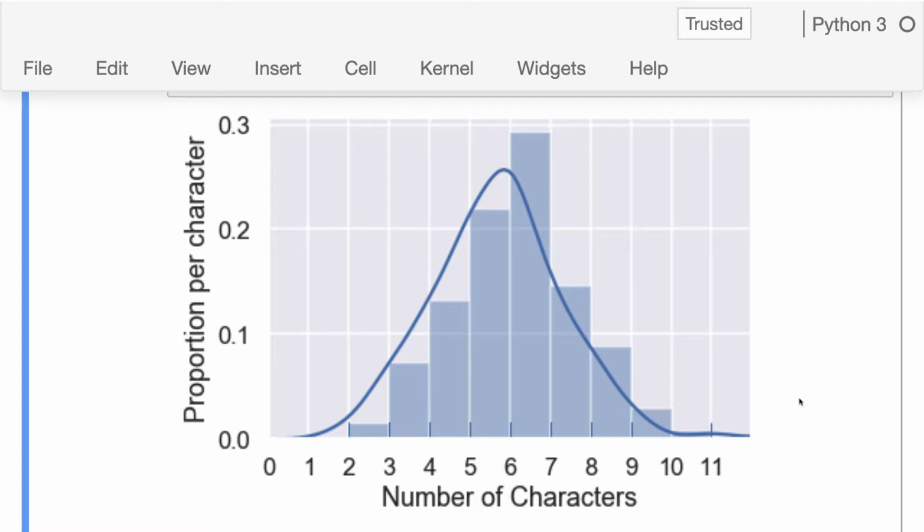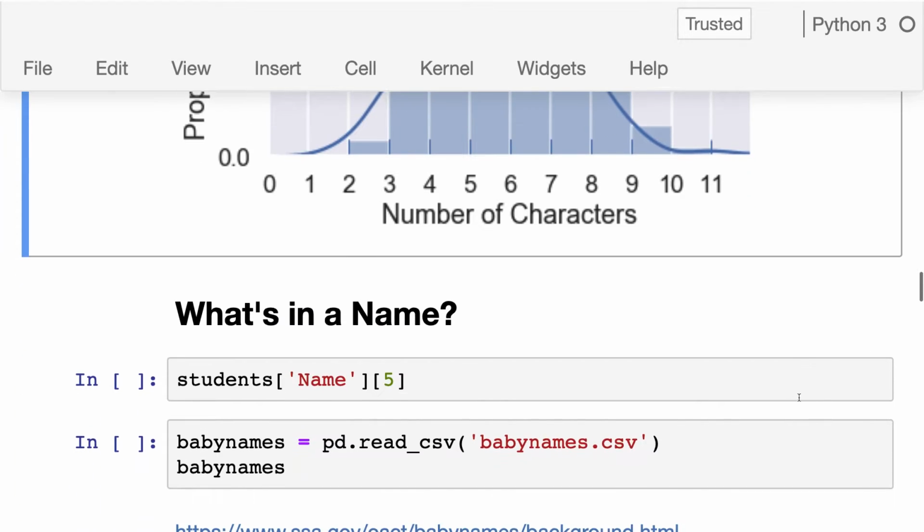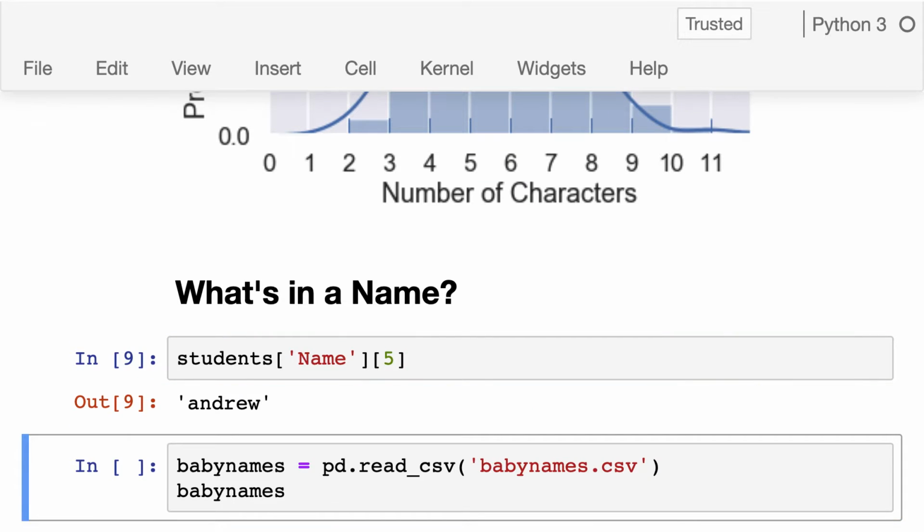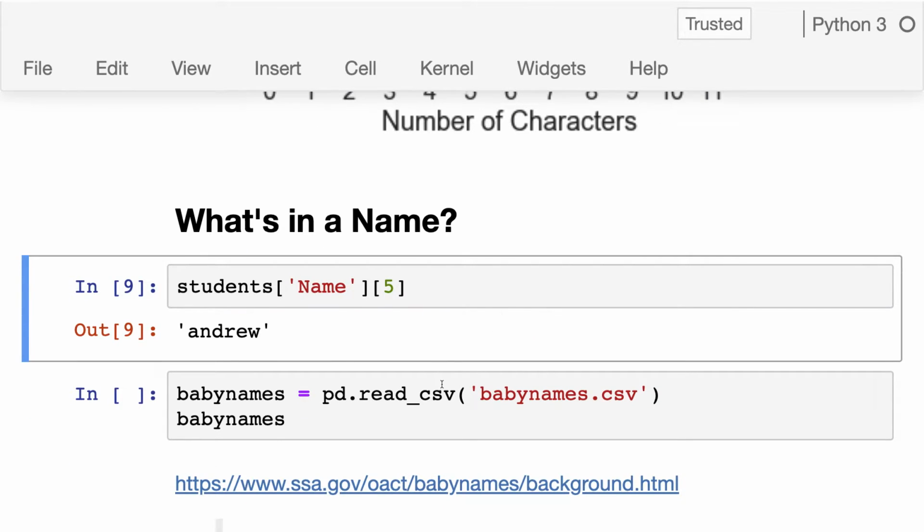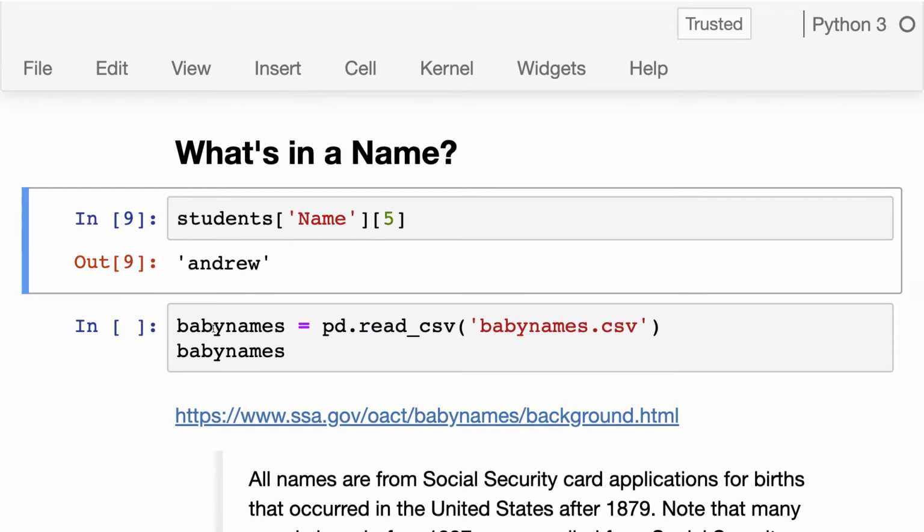But we can ask some more interesting questions if we bring in some data from outside. In this case, what I'm going to do is take a look at one name in my data table. This name is Andrew. And we might ask the question, what might we be able to find out from this name? One thing we might find out is the sex of this person. So was this person born male or female?